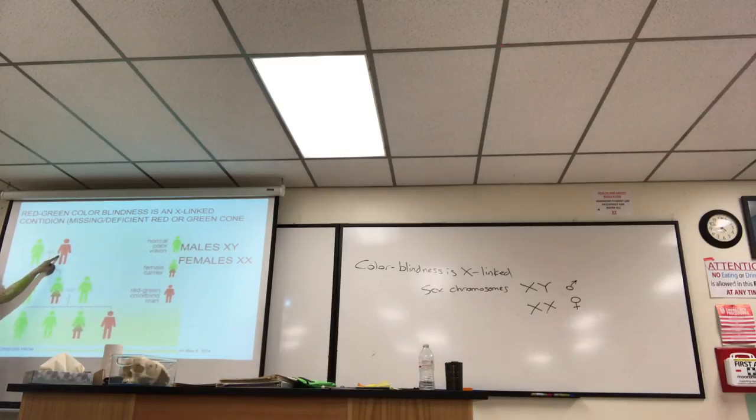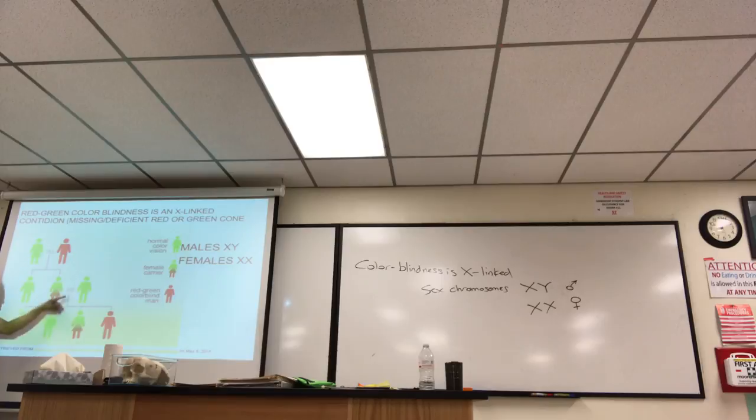if this man has a son, how come they don't have color blindness? What is he given to his sons? He's given the Y, but what is color blindness? X-linked. So he's given the Y, they're okay. He has a daughter. Why is she a carrier? She got the X from dad. Now she's a carrier, she's going to be okay, because she probably got a good X from mom, so she's not colorblind, she's a carrier.